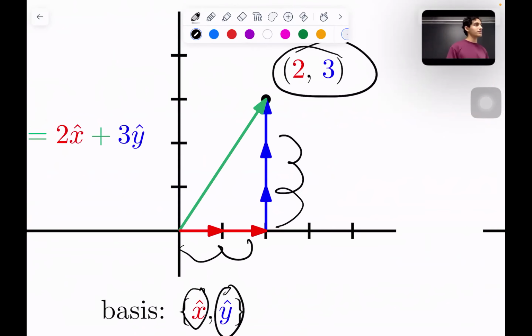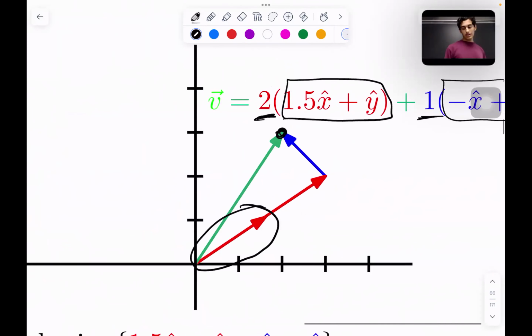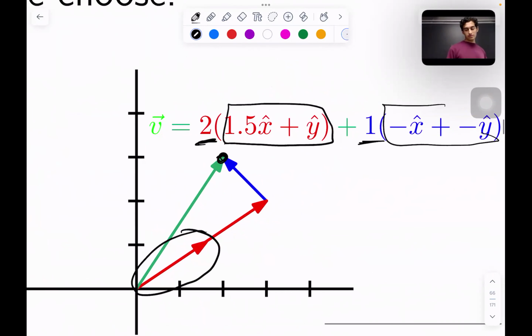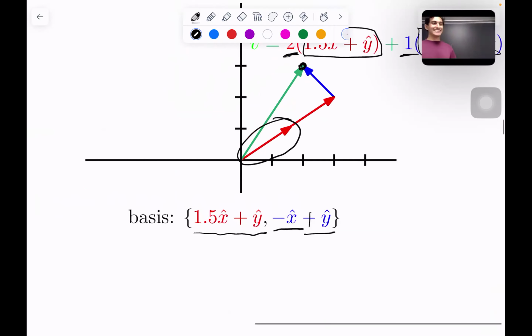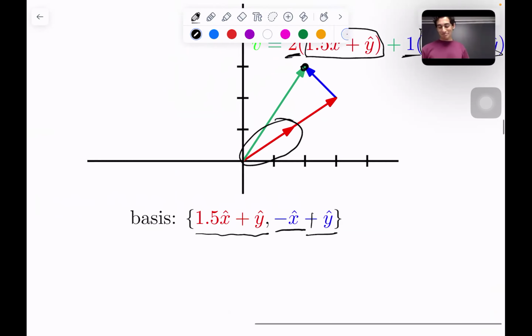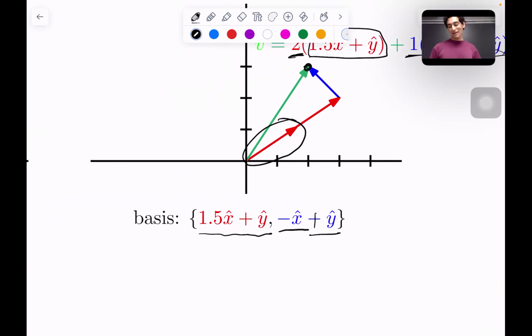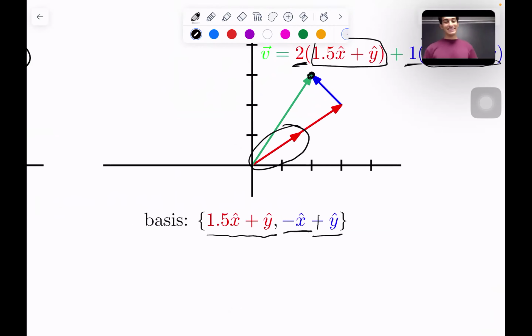But if you go to the second picture, the blue vector is not minus x hat plus minus y hat. So it is, but it's not centered at the origin. It should be positive y hat. Yeah, positive y hat, sorry. So the second basis vector is minus x hat plus y hat.